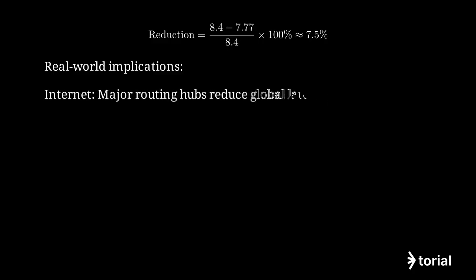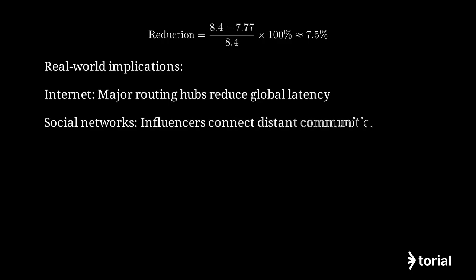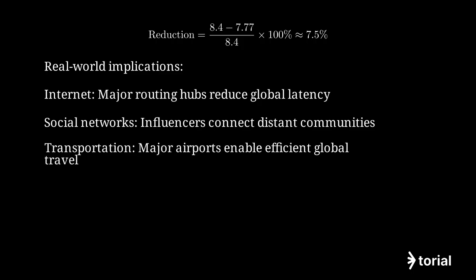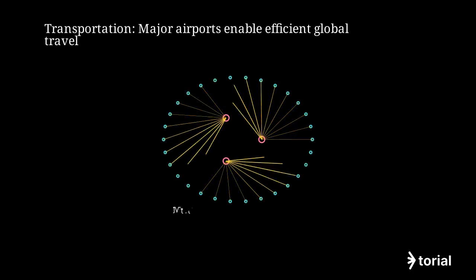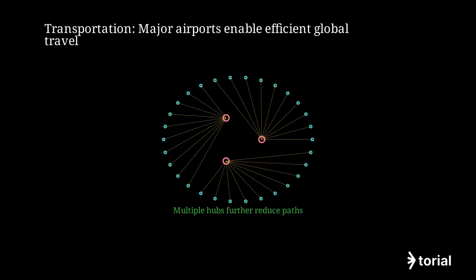On the internet, major routing hubs significantly reduce how long it takes data to travel globally. In social networks, highly connected influencers bridge otherwise distant communities. In transportation, major hub airports make efficient global travel possible. Multiple hub nodes can reduce path lengths even more, creating a small world network.